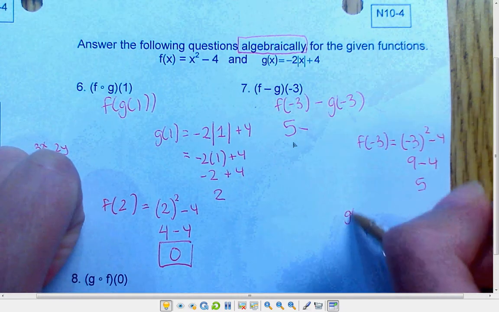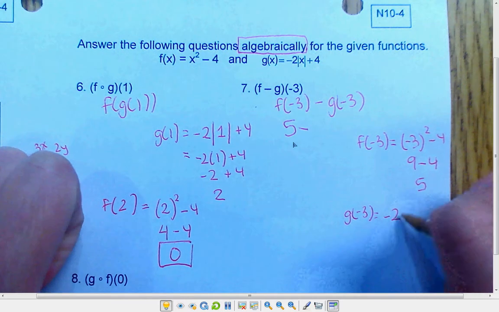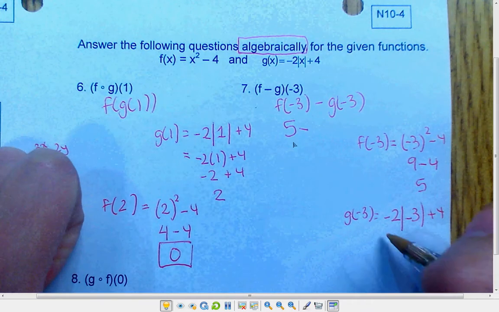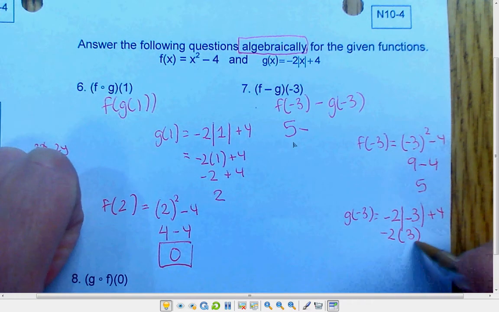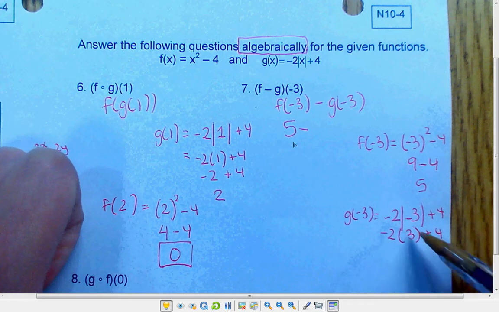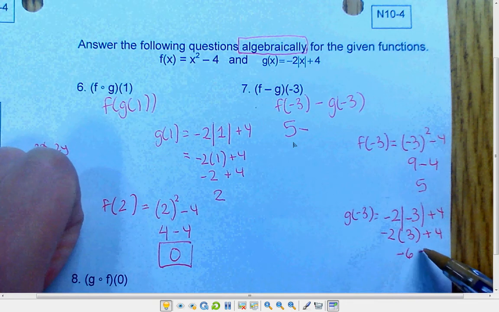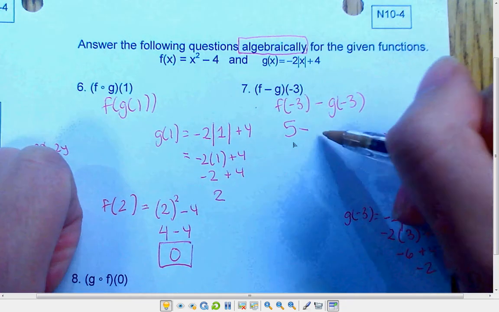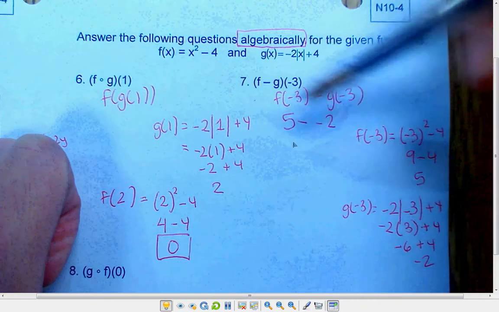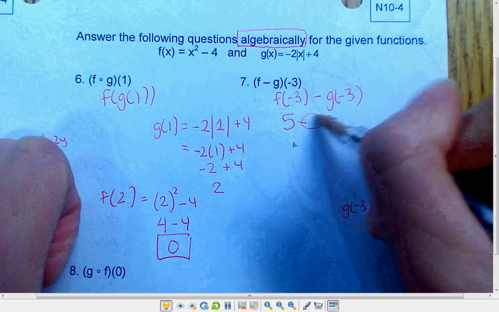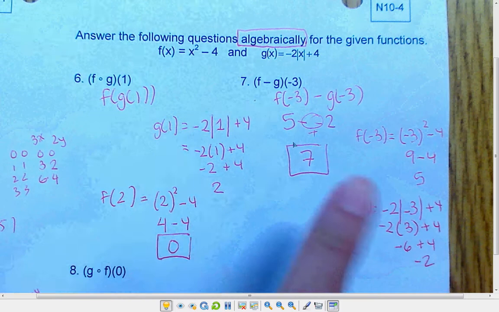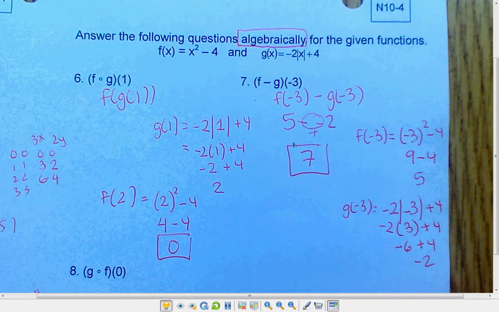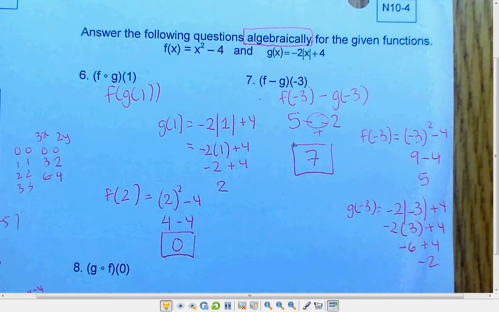Now we have to find g of negative 3. So we have negative 2, absolute value of x, which is negative 3, plus 4. When we find the absolute value of negative 3, it turns it positive. We have negative 2 times positive 3, which is negative 6, plus 4. Negative 6 plus 4 gives me a negative 2. So this is g of negative 3. So I'm going to do 5 minus negative 2, which is 5 plus 2, which gives me 7. And again, this matches with my answer to number 4, because it should give me the same answer. I'm just doing it algebraically instead of graphically.